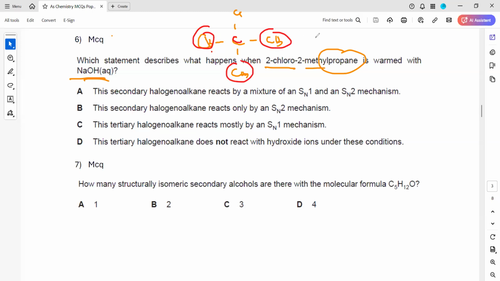Tertiary halogenoalkanes have a substitution reaction, SN reaction, but what kind of substitution reaction? An SN1 reaction will happen. With aqueous sodium hydroxide it is an SN reaction, but with alcoholic sodium hydroxide it is an elimination reaction. So what kind of reaction? This is a tertiary halogenoalkane, so it reacts mostly by the SN1 mechanism. So C will be the right answer for this.